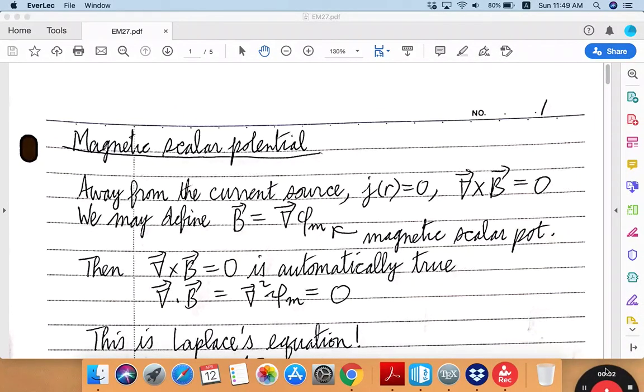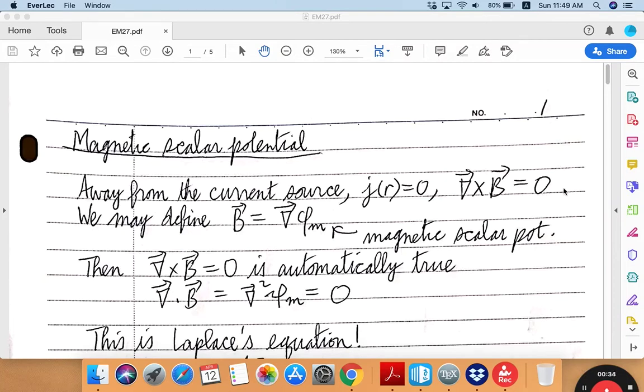Hi. In this lecture, we're going to touch upon a pretty interesting, but at the same time quite challenging theme called the magnetic scalar potential. So the discussion begins by observing that away from the current source, where the current density vector will be zero, the curl of the vector of the magnetic field is also zero.